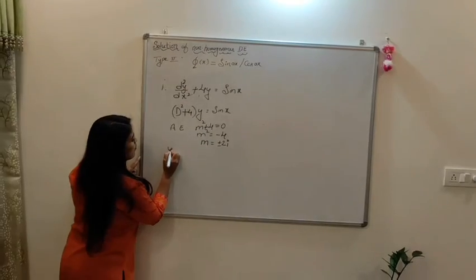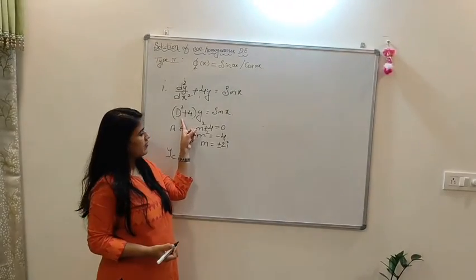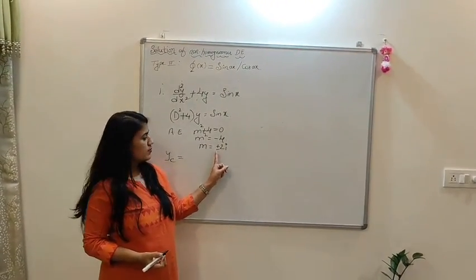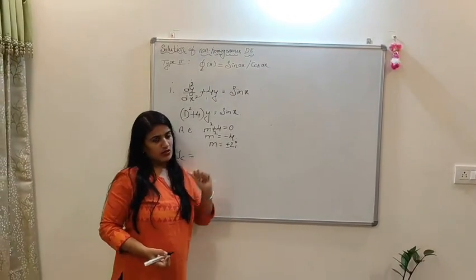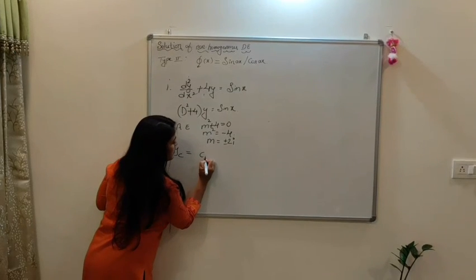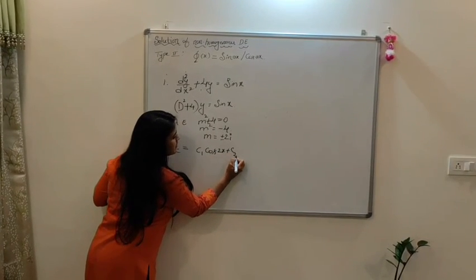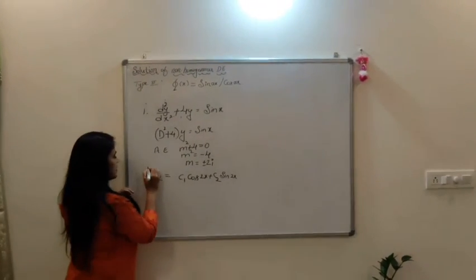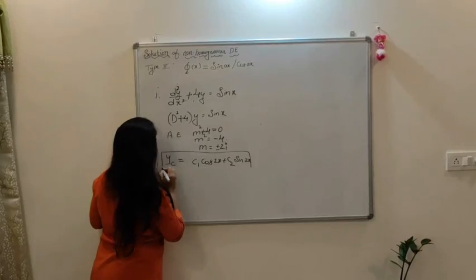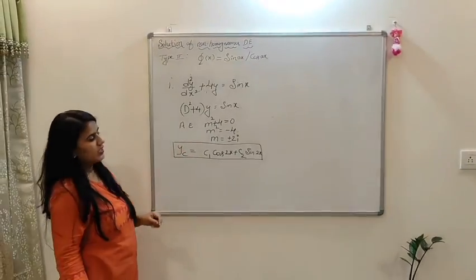Okay. So what is the complementary function? You can observe this is a quadratic equation, so you got two roots, plus 2i and minus 2i, but they are complex roots. So yc becomes c1 cos 2x plus c2 sin 2x. So the first part, the complementary function, is completed. Next we need to find out yp.